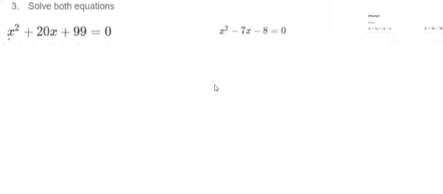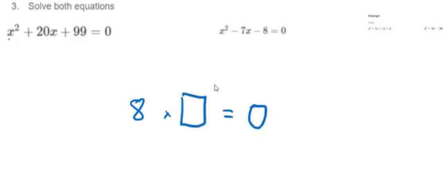I just want you to think for a second. If I had the number 8 multiplied by some other number and I knew that the answer was 0, what would that number have to be? If you put a 1 in there, a 2, a 3, any number, what would it have to be in order for the answer to be 0? There's no whole number that would work. The only number you could have is 0.